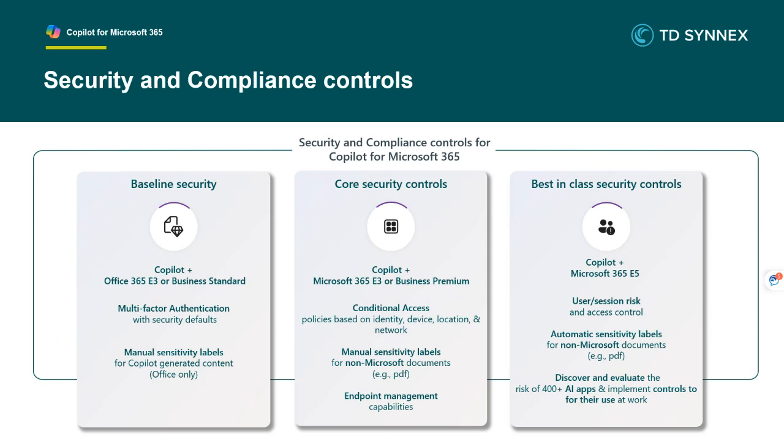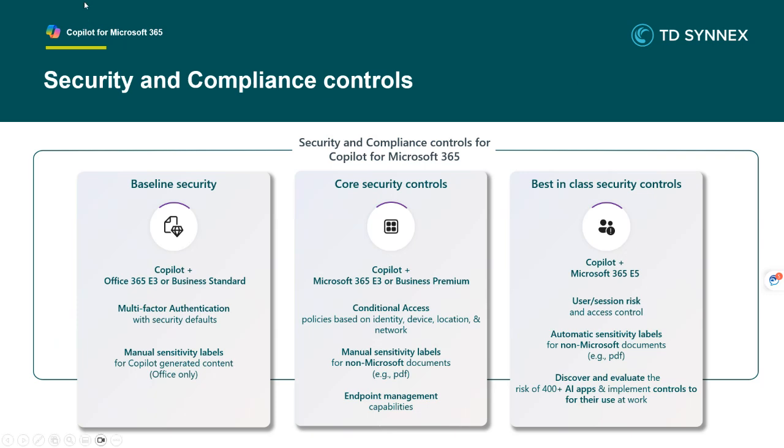If you look at the core security controls, products like Microsoft 365 E3 and Business Premium, you will have conditional access. You can have a policy-based identity, device, and location part. Also, the sensitivity labels include other kinds of documents such as PDF.